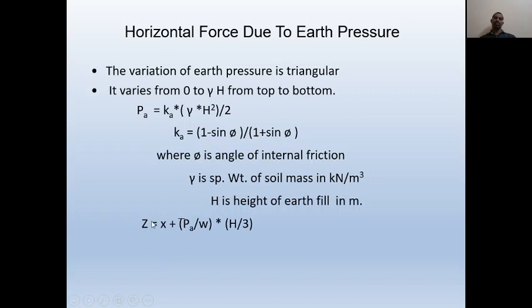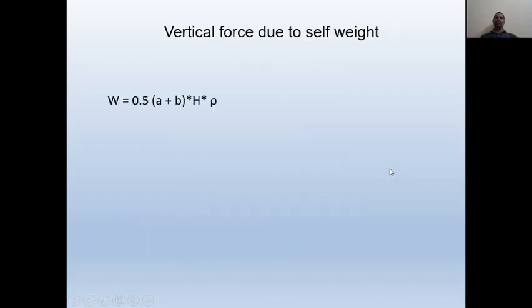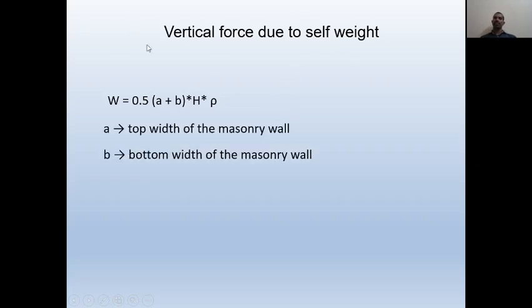And you have z is equal to x bar plus b by w into h by 3, and x bar for this particular triangular portion is a square plus ab plus b square by 3 into a plus b. Then the vertical force due to self weight is half a plus b into h into rho multiplied by 1, because it's a trapezoidal portion: the area of that trapezoidal cross section multiplied by density multiplied by 1. For the entire calculation we have to consider 1 meter length of retaining wall, as we did in the dams also.